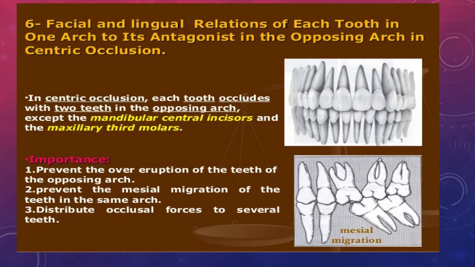centered. Facial and lingual relationship of each tooth in one arch to its antagonist in the opposing arch in centric occlusion. In centric occlusion, each tooth occludes with two teeth in the opposing arch, except the mandibular central incisors and the maxillary third molars. Importance: prevent the over-eruption of the teeth of the opposing arch, prevent the mesial migration of the teeth in the same arch, and distribute occlusal force to several teeth.